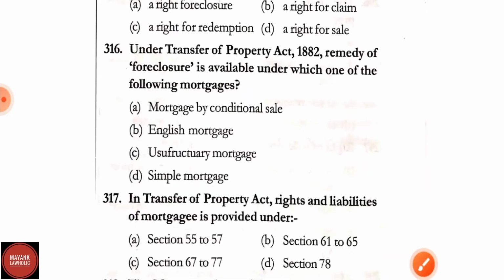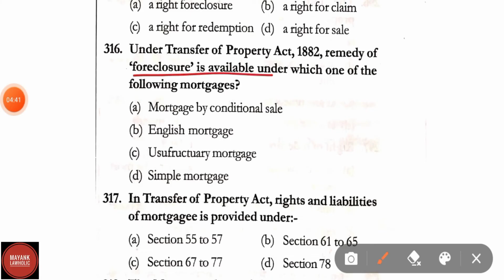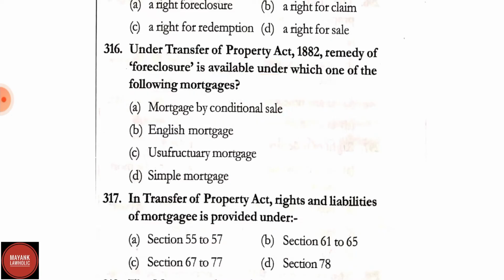Question number 316. Under TPA, remedy of foreclosure is available under which one of the following mortgages? Mortgage by conditional sale, English mortgage, usufructuary mortgage, simple mortgage. Correct answer is option A, that is mortgage by conditional sale.